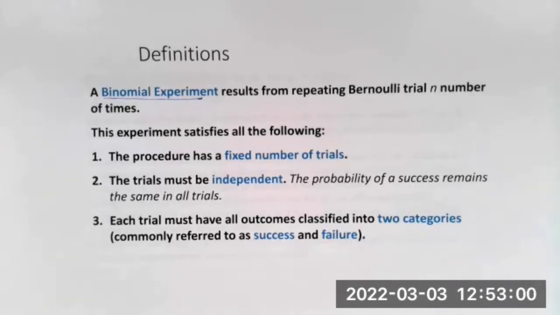And number three, each trial must have all outcomes classified into two categories: success and failure. We already talked about it earlier when we discussed the Bernoulli trials.